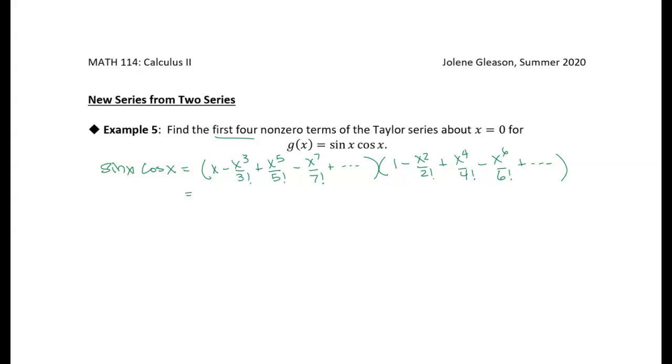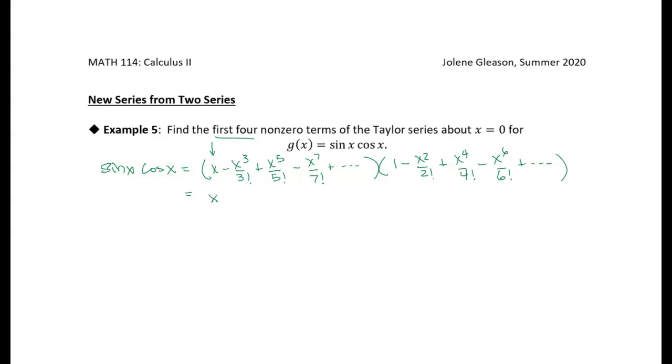So let's see. I'm first of all just going to take this first x term times every term, at least that I've got listed here, in the Taylor series for cosine. Okay, so I'm just taking every term in the first series times every term in the other polynomial. But I'm just going to start with x. Okay, so I'm taking x times everything.